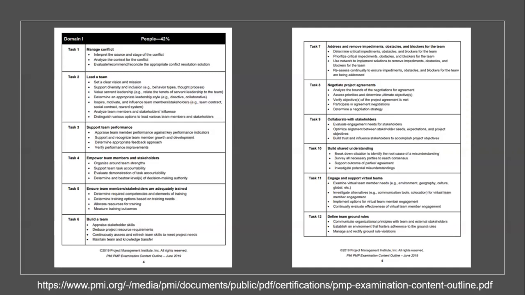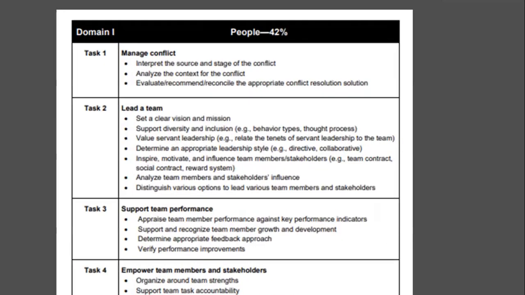So as a project manager, here are a few of the things they expect you to do. Manage conflict, lead a team, support team performance, empower team members and stakeholders, and all these other things you see on the screen. But if you zero into them, you get more clarity. So let's zoom in to the very first one, manage conflict.